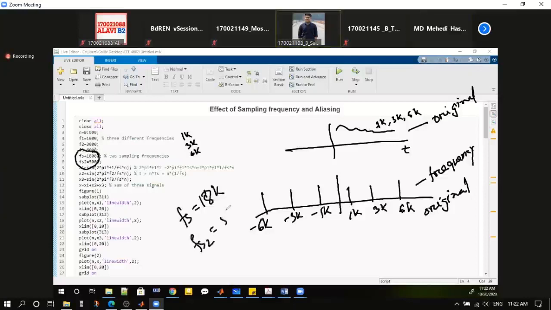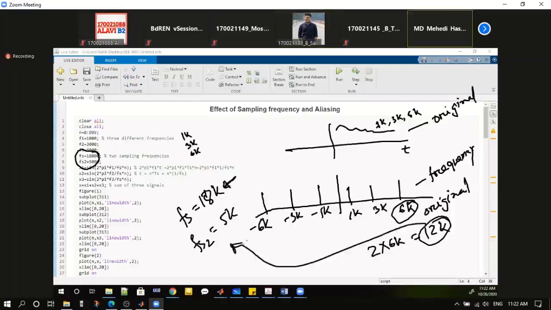Will there be any effect of aliasing for this one? No, sir. Why? Because 18K has much difference from 6K. The maximum frequency is 6K. Twice of 6K is 12K, and 18K is far greater than 12K. And for the second case, there will be aliasing.